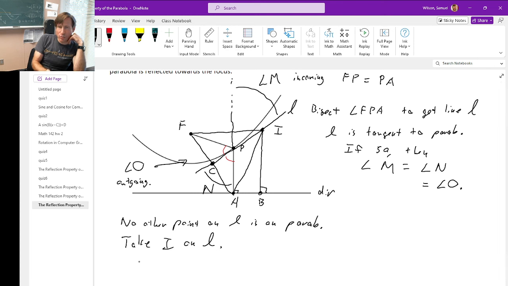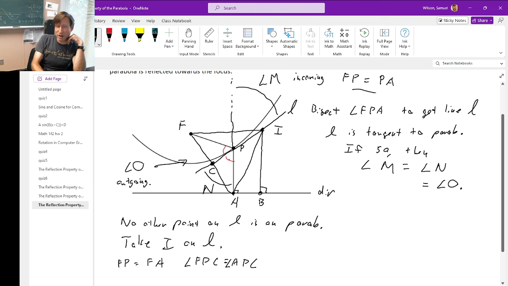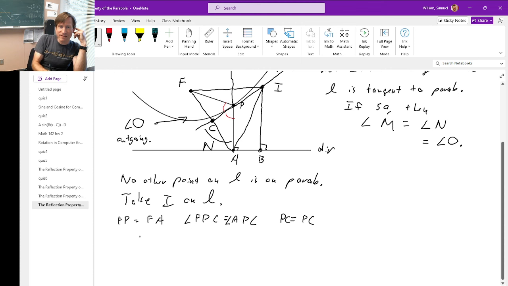Now, notice that there are three things we know are equal. We know P, the distance from F to P, is equal to the distance from F to A. That's something we noticed before up here. We know that the angle FPC is equal to the angle APC. Right? That's the two red angles. We already noticed that those were equal to each other. And then finally, the line segment PC is the same length as the line segment PC because that is the same line segment.